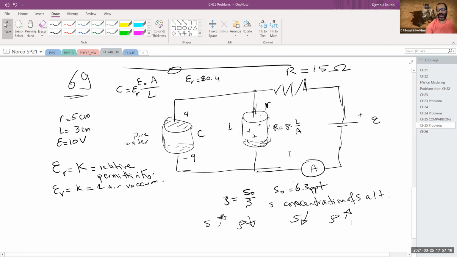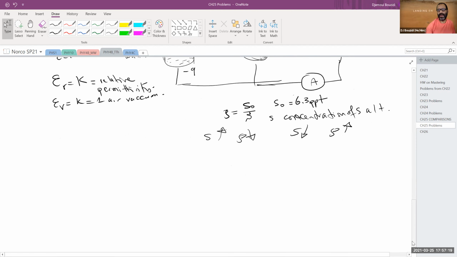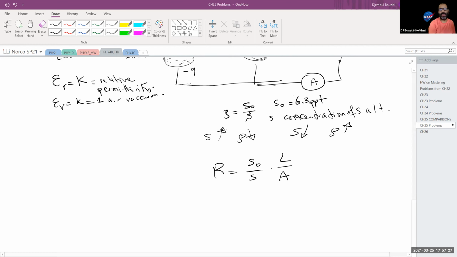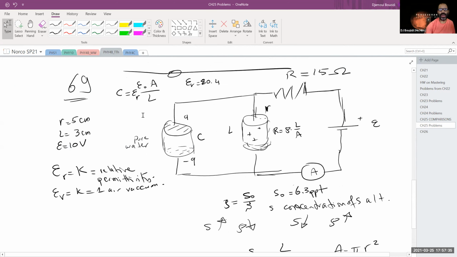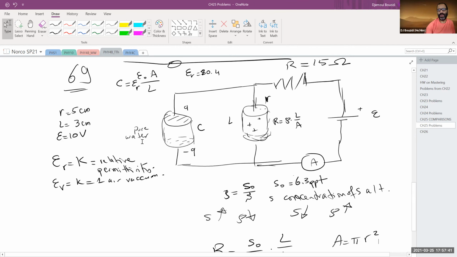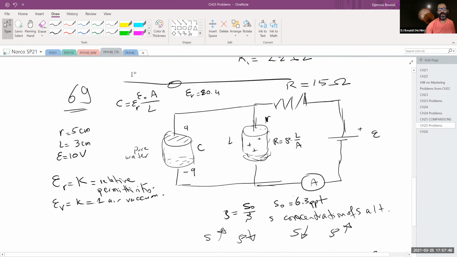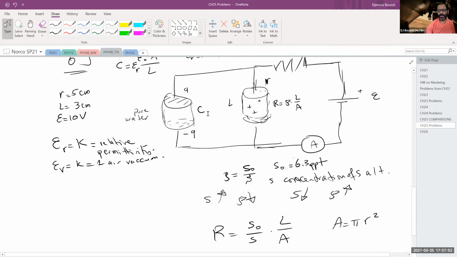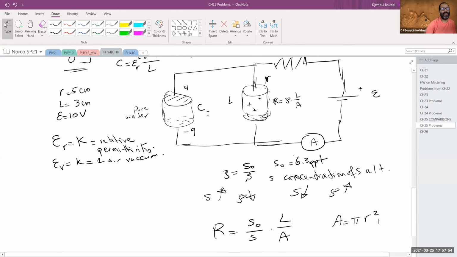So in other words, this resistance now I can calculate. This R, I can find now as being S naught over S times L over A, and A is equal to pi r squared. Since they gave me r, I can find A for both geometries. So I can find the capacitance and also the resistance. And they gave me L, which is 3 centimeters. And I know epsilon R, which is 80.4. And I know the permittivity epsilon naught, which is 8 something times 10 to the negative 12.